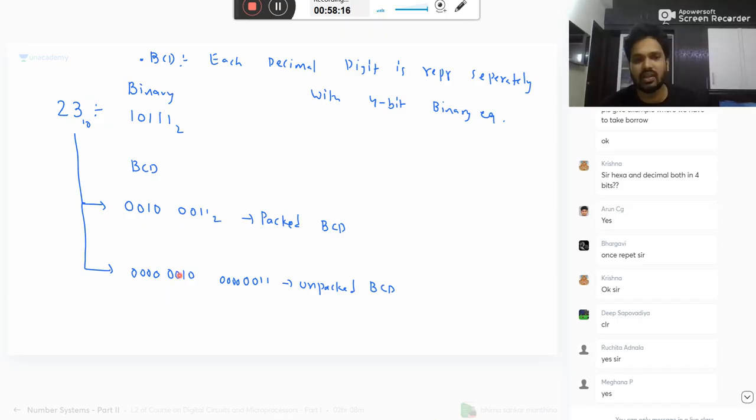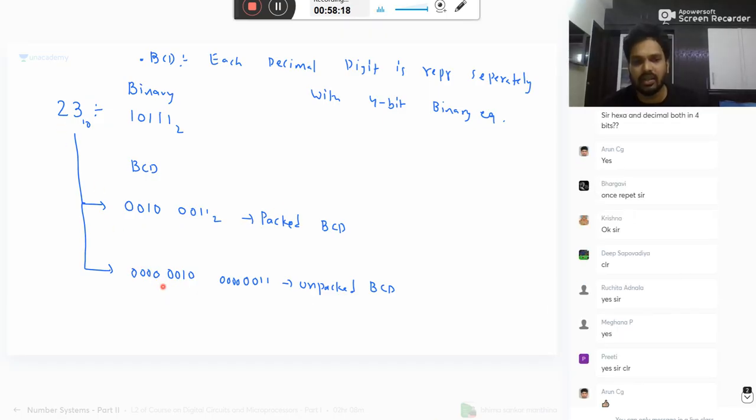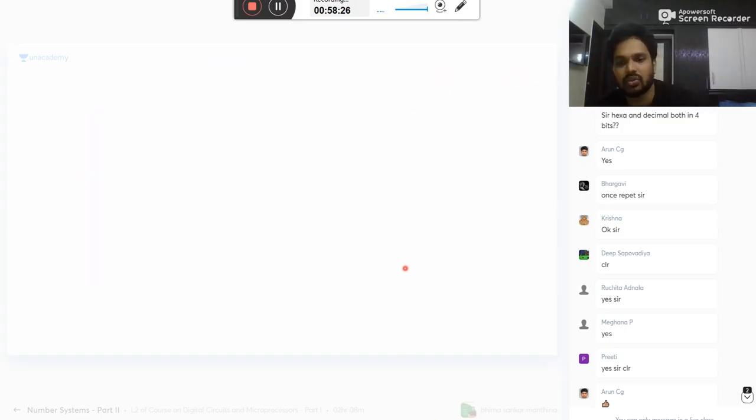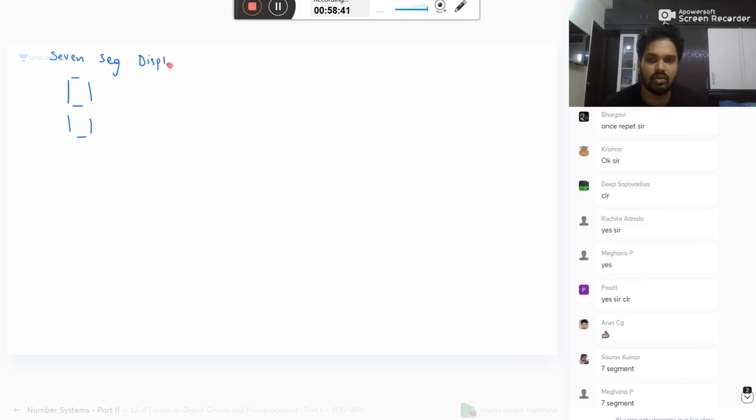This is generally one in memory. Each location will contain one digit. It may be easy for retrieval and all those things. Now come to here. One small practical example I will show you where you can use this BCD. For example, you might be seeing this kind of display. We call it a 7 segment display.